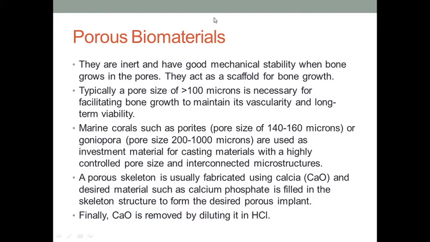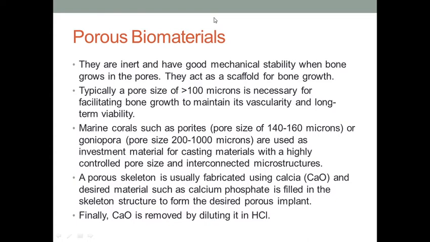Now, typically, a pore size of greater than 100 microns is necessary to facilitate bone growth and vascularization. Marine corals such as the porites and the goniopora. So porites are corals that have pore size of between 140 to 160 microns, and goniopora are corals that have pore size of around 200 to 1000 microns.